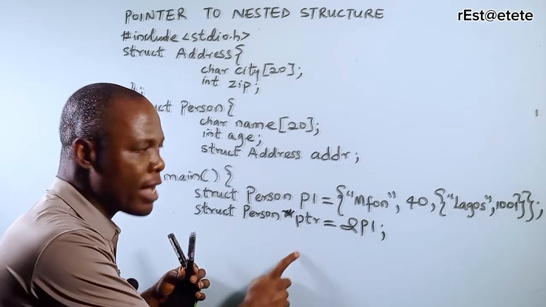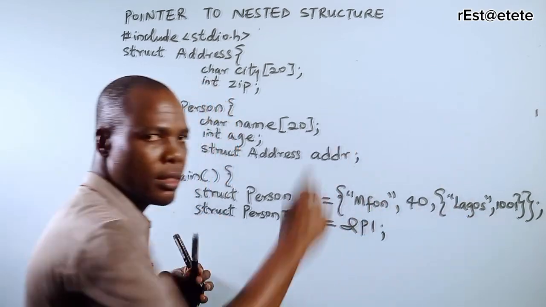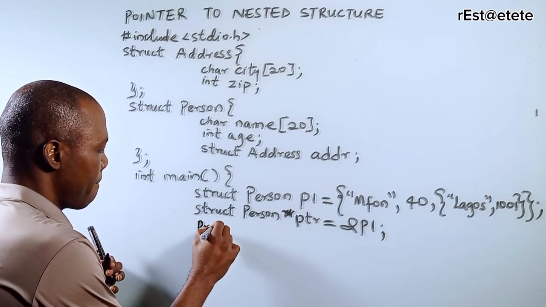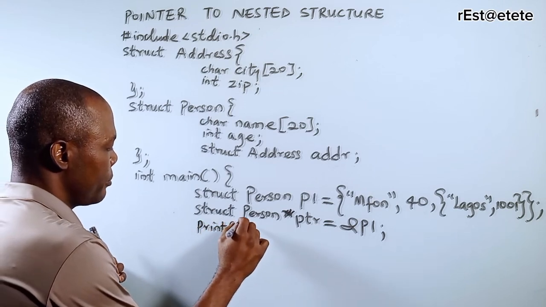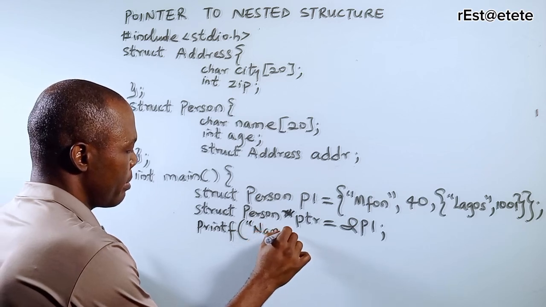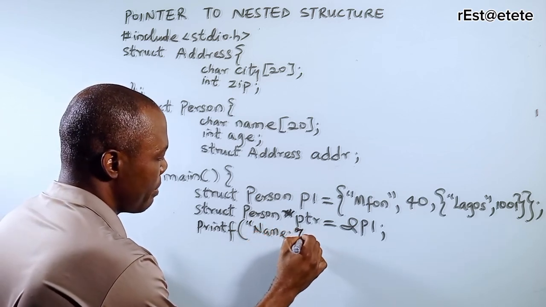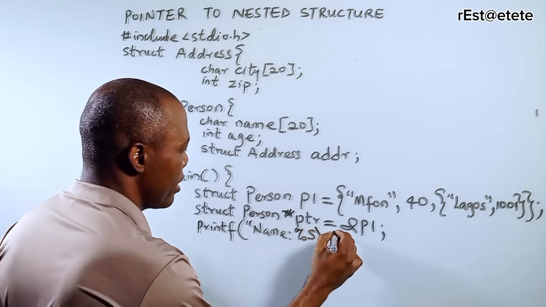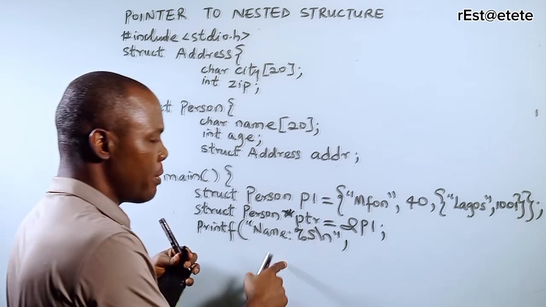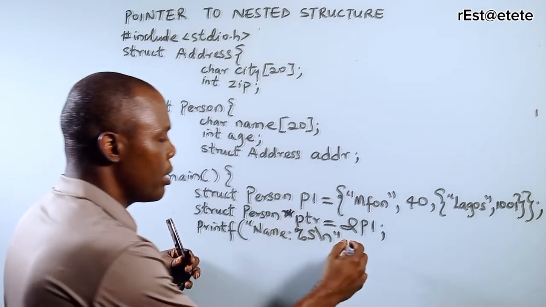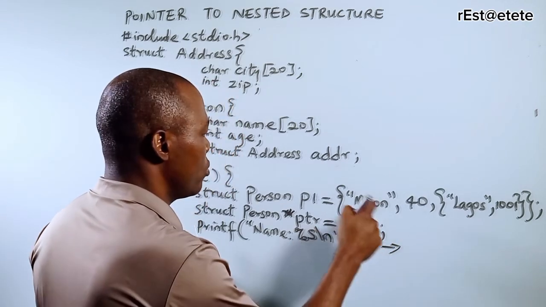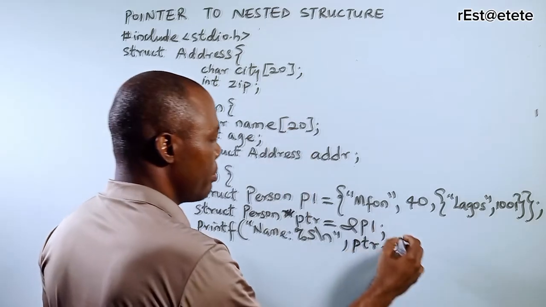Now I'm going to use this pointer to access this. So to do that, I will say printf name. So here, %s\n. So what is this expression expecting? Now I'm using the pointer ptr. So it will be what? ptr pointing to what? To name. ptr->name.